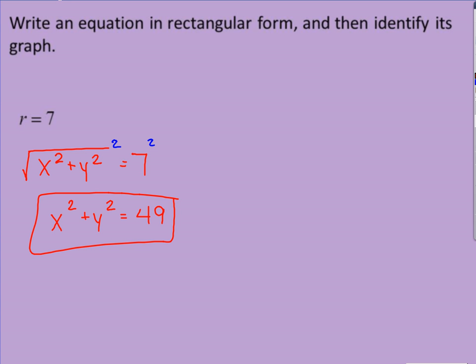This is what we're looking for because we already identified that this should be a circle. And a circle is in the form of x minus h squared plus y minus k squared is equal to r squared. But since we already identified the center should be at the origin, we're not adding or subtracting anything to our x and our y. And this equation does have a radius of 7.